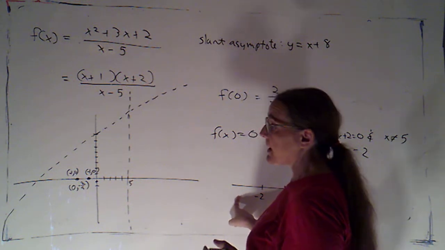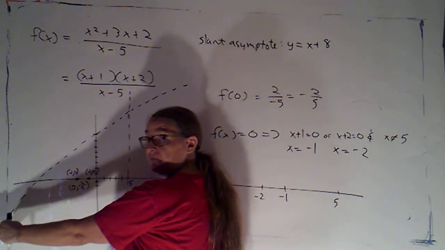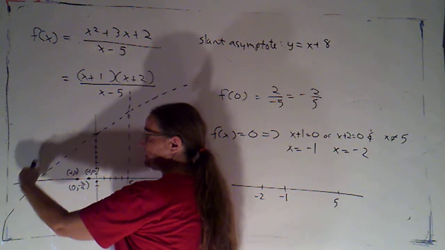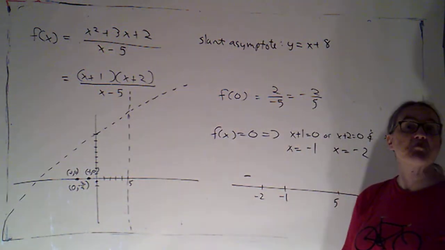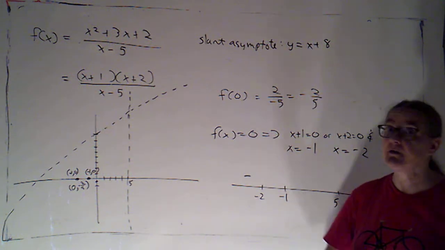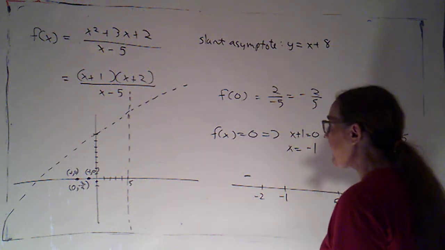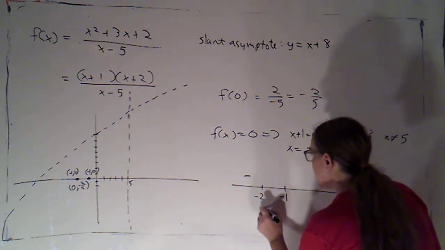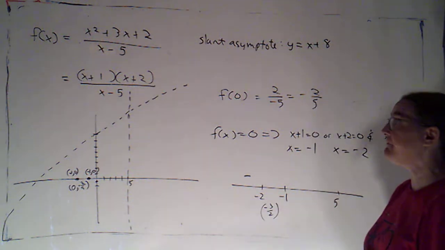I do, actually, because I know that I've got to end up close to this line. And to the left of negative 2, this line is negative. So I can say just by looking at that, it's going to be negative. Now, if you didn't see that and you plugged in a test number, you'd get a negative value. Totally fine. All right, between -2 and -1, let's just plug in -3/2 or -1.5.